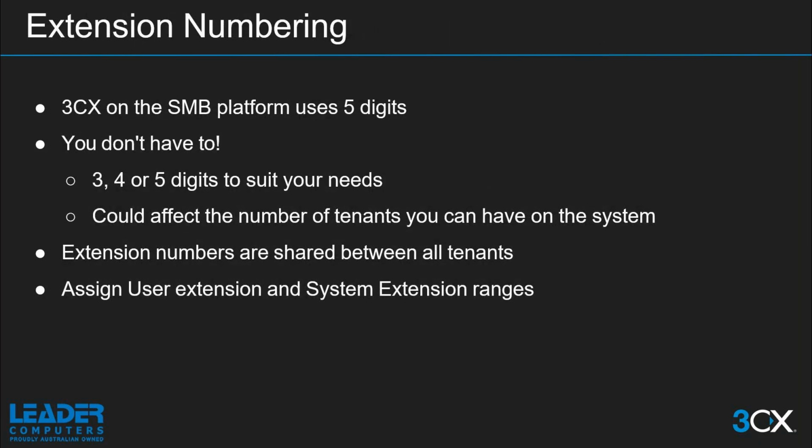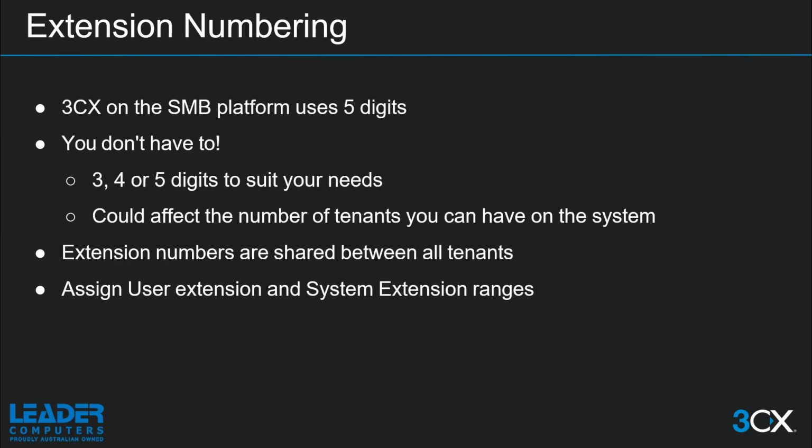And extension numbering. 3.6, the free version of the SMB platform, uses 5 digits, but you don't have to use 5 digits. That's totally up to you. You can use 3, 4, or 5. You can use 2 if you want, but that also restricts the number of users you can have. If you use 2, the number of users you can have is basically from 0, 1 to 99. But if you use 3, that's basically 999 users, and 4 is 9999 users, and so on.